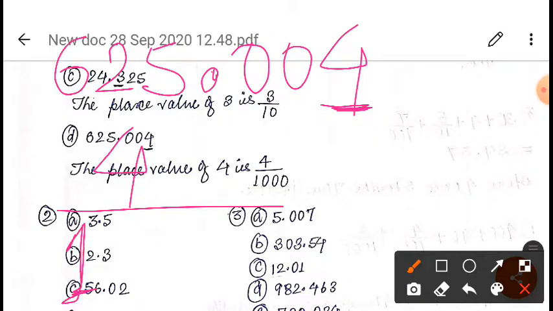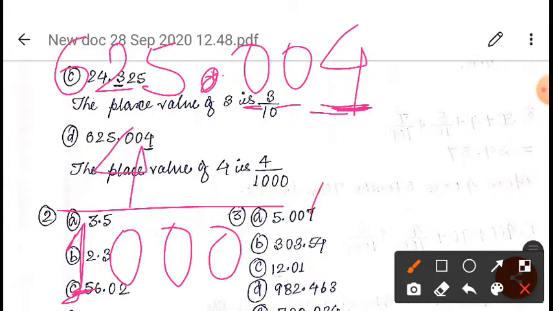And after 1, how many digits are there? You can see after the point, how many digits are there? 1, 2 and 3 digits are there, right? So we will write 1 and 2 and 3 zeros. So I hope you are understanding this, right?